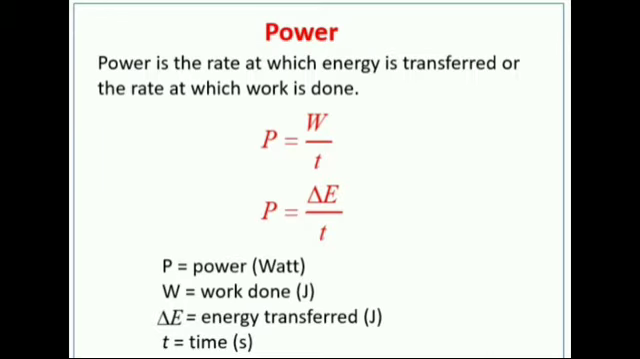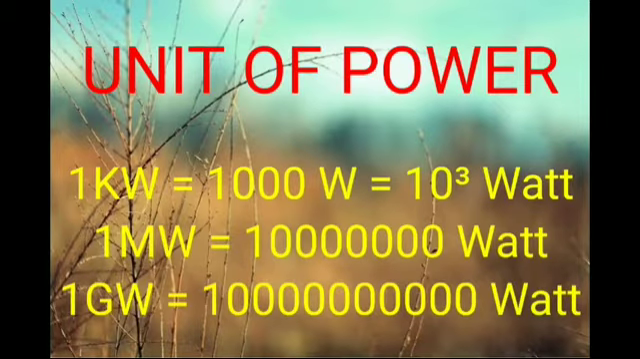Average power. Average power is defined as the ratio of the total work done to the total time taken. P average is equal to total work done by total time taken. Power is a scalar quantity. Its dimension is M L squared T power minus 3. The SI unit of power is watt. 1 watt is defined as the power when 1 joule of work is done in 1 second. So 1 watt is equal to 1 joule per second. The higher units are kilowatt, megawatt and gigawatt.